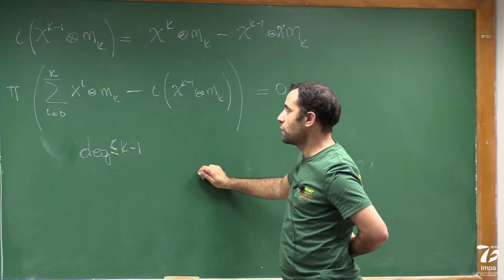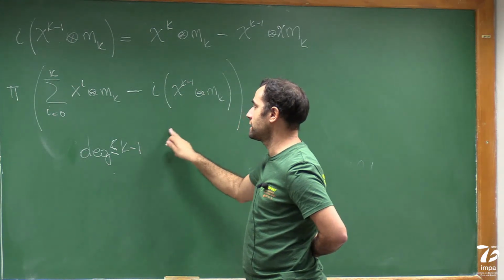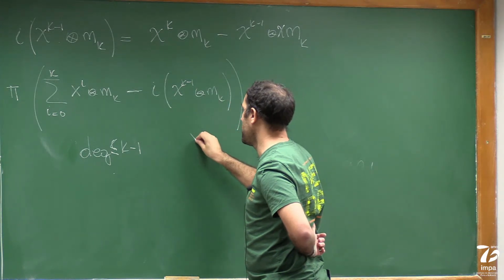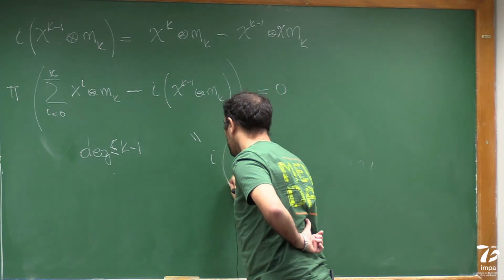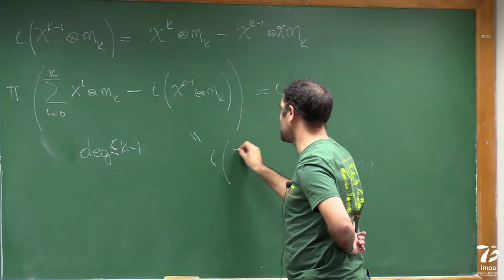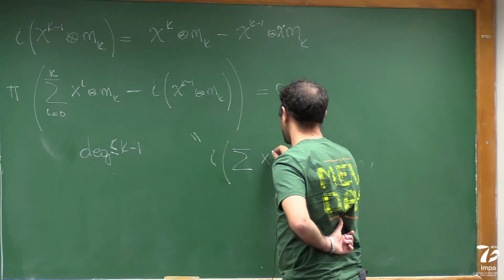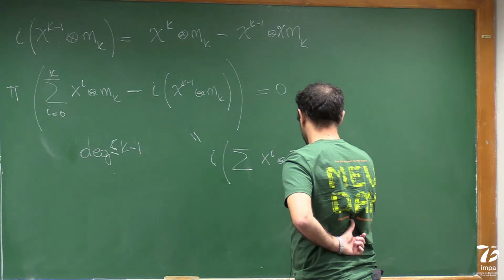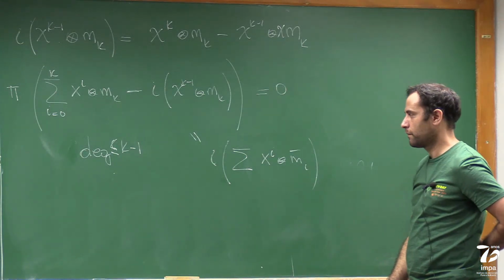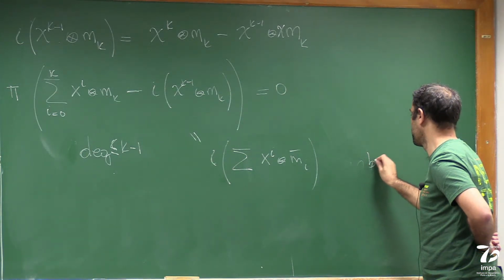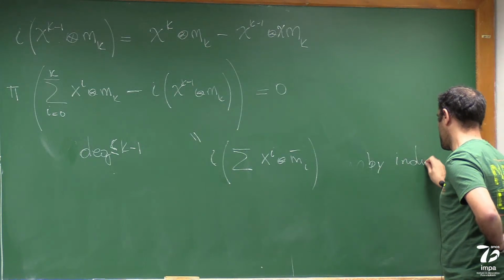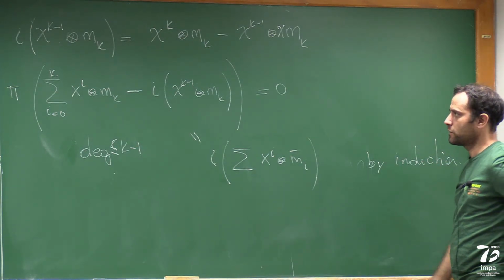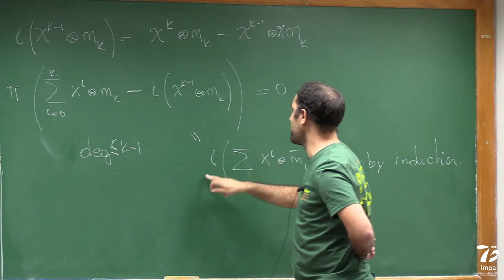Okay? So since this guy has degree less or equal than k minus 1, this thing here has to be in the image of iota. So this is in the image of some x to the i tensor m bar i. That's by induction. So this is something in the kernel of pi, therefore it is in the image of iota.